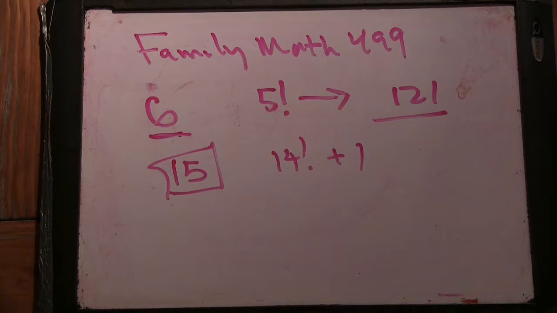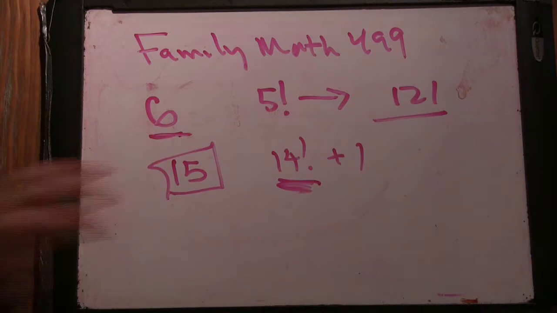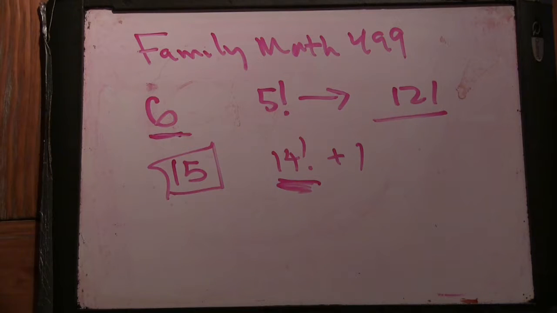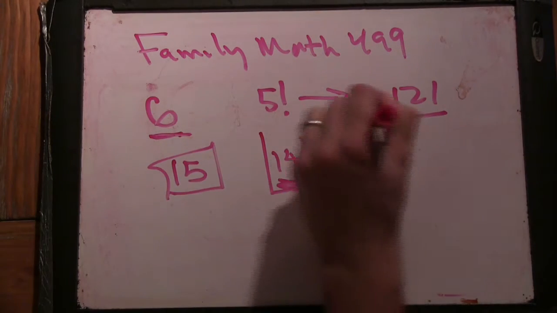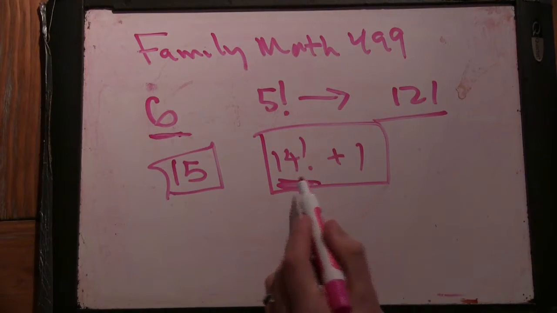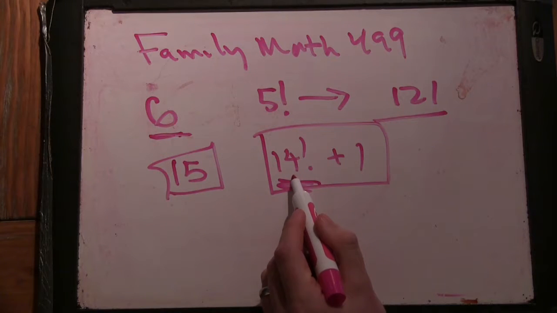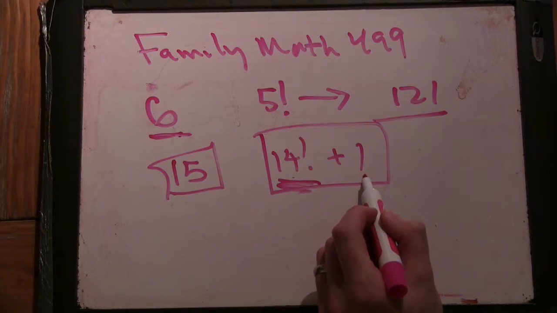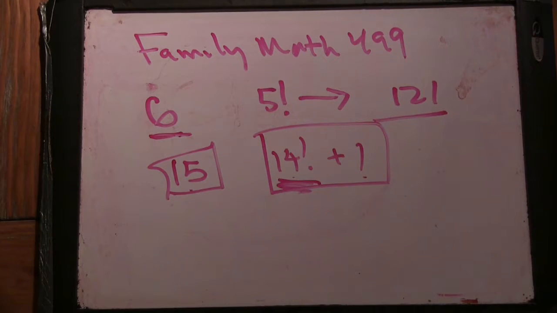How do you know that? Because it has 10 in it, and 5. So we know 14 factorial is a multiple of 5, and plus 1 is not a multiple of 5. Which makes it not divisible by 15, because 15 is a multiple of 5. So that was one way you could see it. 14 factorial is a multiple of 5, 14 factorial plus 1 is not a multiple of 5. That means it can't be a multiple of 15.